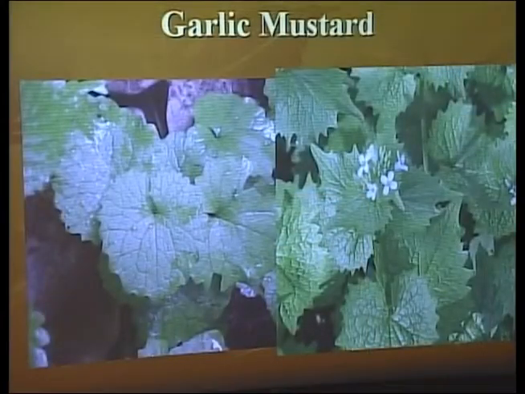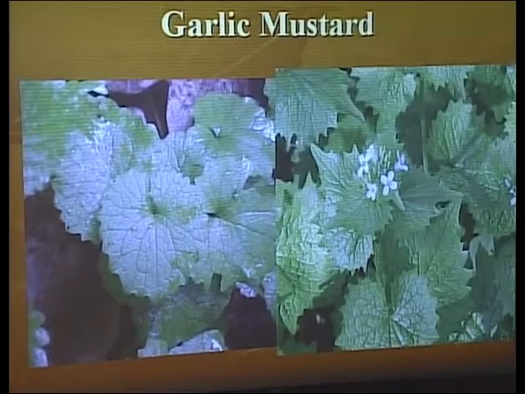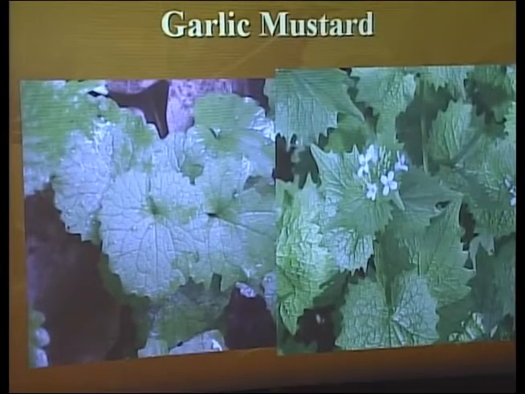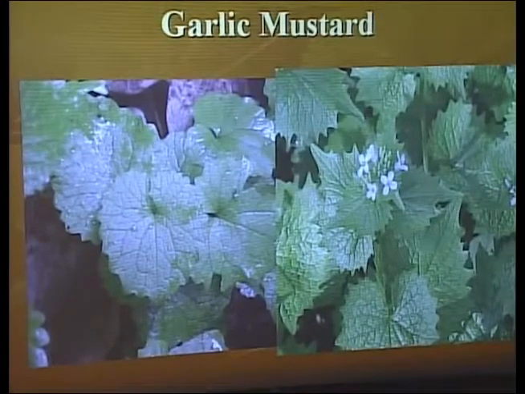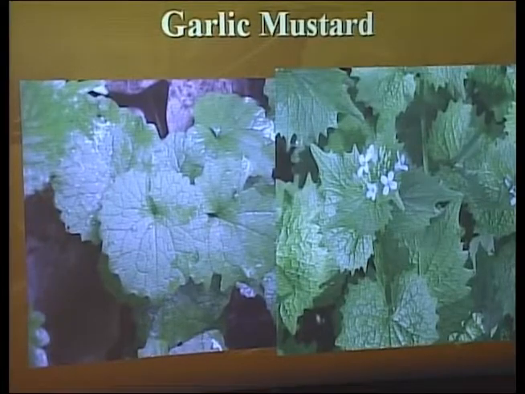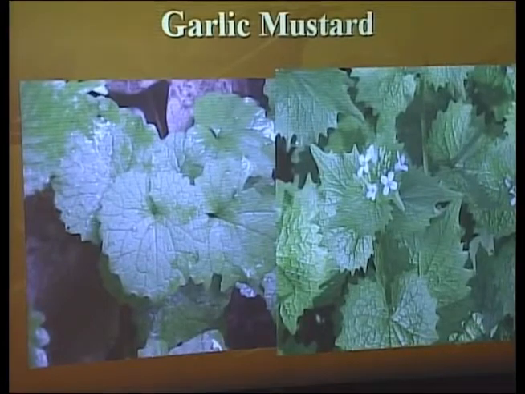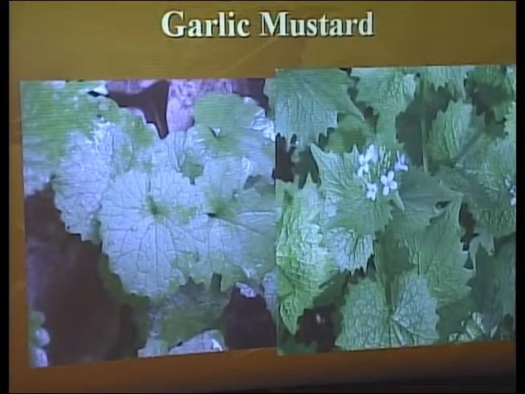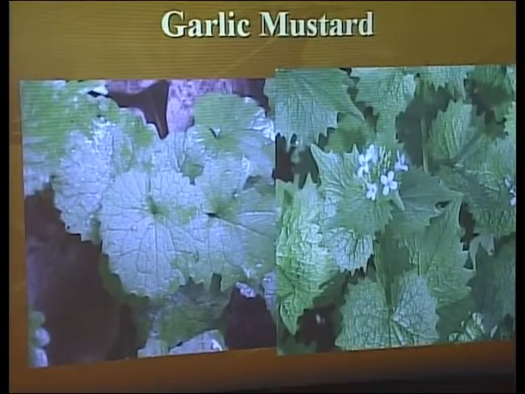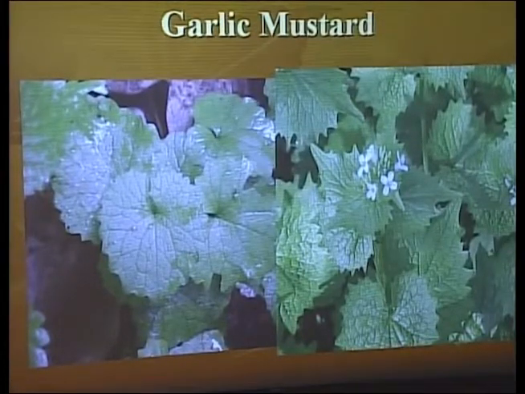Now, garlic mustard. Save the best for last. It's a biennial plant, so it takes 2 years for it to go through its cycle. This is a first-year plant. This is a second-year plant producing flowers, and I've had people say, gosh, I have these beautiful flowers about May and June in my backyard. Well, sometimes those aren't the beautiful flowers you want. This plant can get 2 to 3 feet tall, in really good soils maybe a little taller, very aggressive.